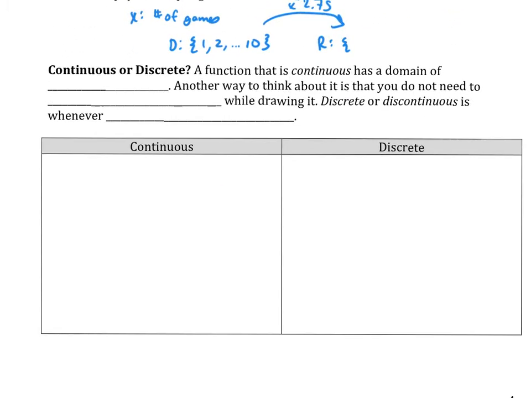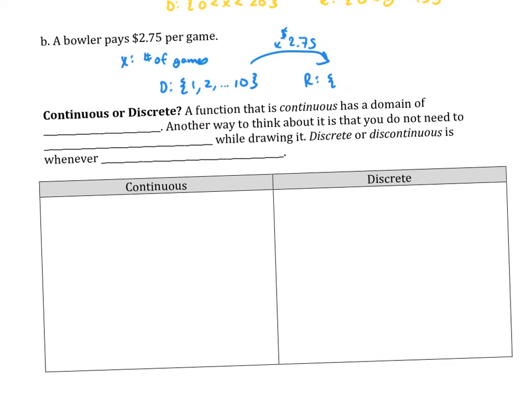The last thing you're going to see on occasion is this idea of continuous or discrete functions. A function that is continuous has a domain of all real numbers. Another way to simply consider it, although that's not a perfect situation, is that you just don't need to lift your pencil while drawing it.